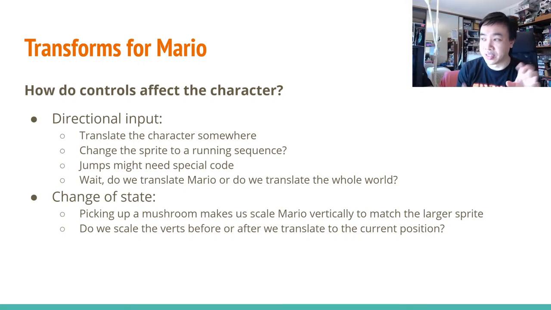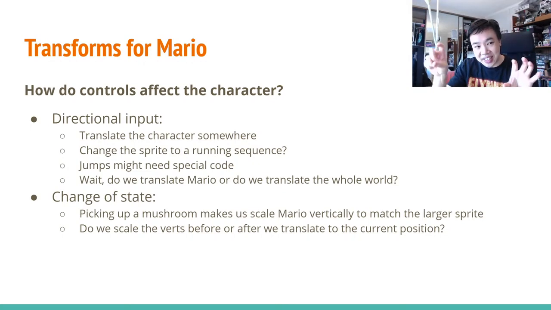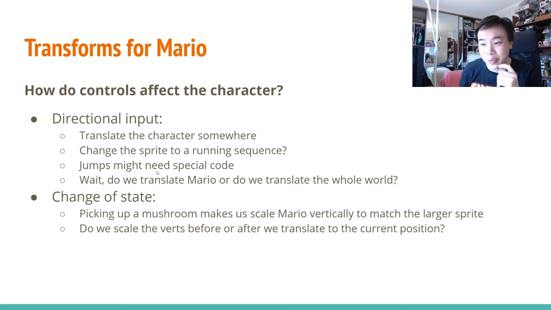So, depends. There's going to be a whole lot of calculations on like, what's the elasticity of where Mario is versus where the world's going to move. And again, as I said before, change of state might make us scale the rectangle that is Mario vertically to match a different sprite. I think it might have been horizontally and vertically.